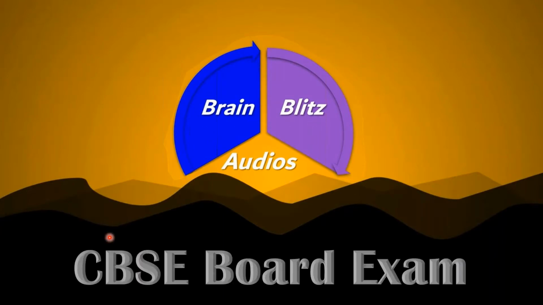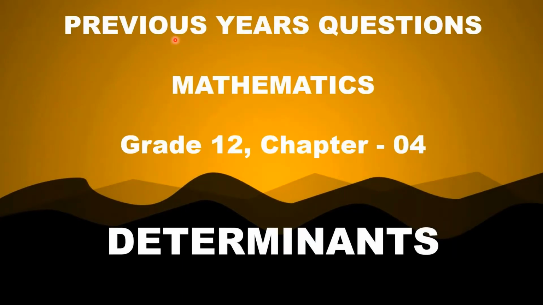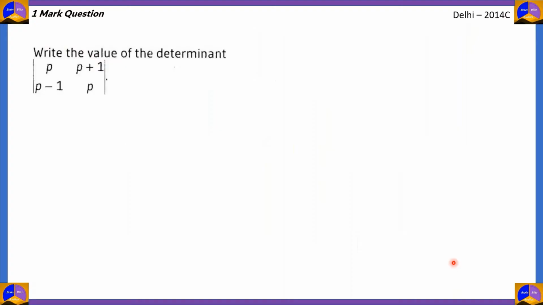In this episode of CBSE board exam, we'll be dealing with previous year questions of mathematics asked in CBSE board exams. And the chapter that we'll be dealing with today is the fourth chapter of your grade 12 syllabus, Determinants. Let's look at our first question.